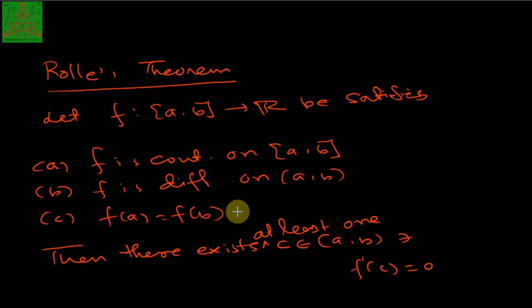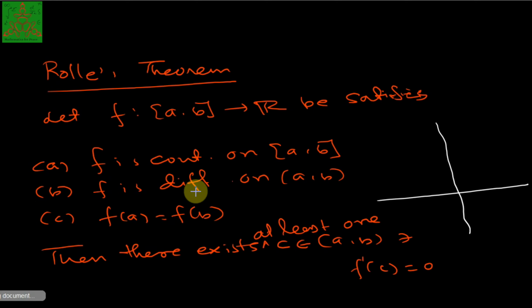Now, what is it geometrically? This Rolle's mean value theorem states that if you have your x-axis and y-axis, and any curve which is continuous and differentiable, that is the curve of a function, continuous means there is no break between 2 points. Differentiable means every point has exactly one tangent, or I can say it is a smooth curve. And the third condition tells you that both these points are on the same horizontal line.